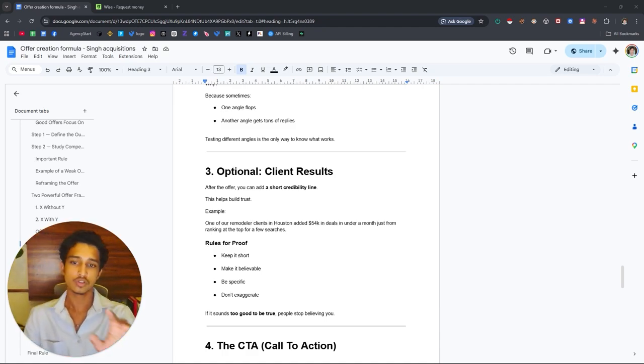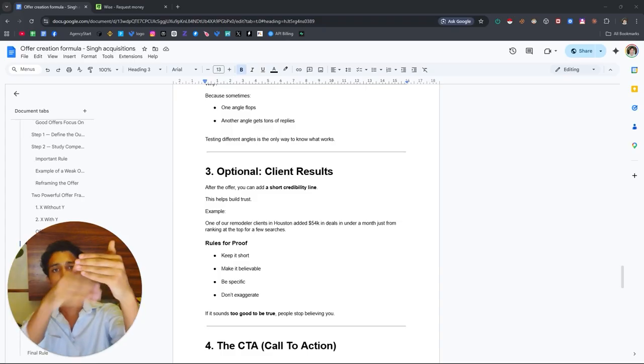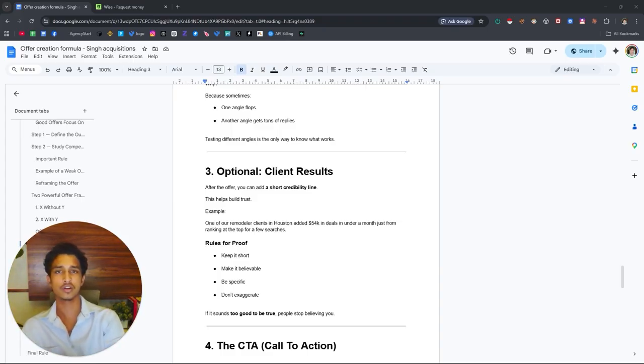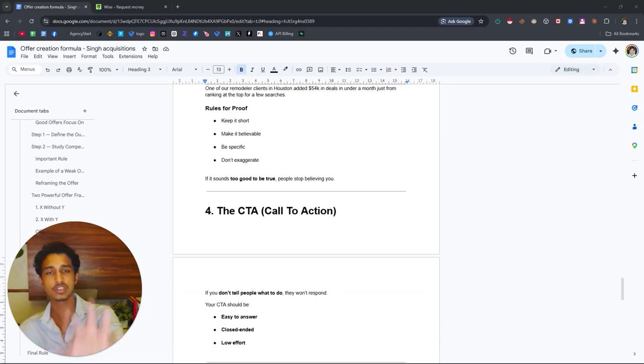Very simple. There is also one more thing that you can use after the hook and the core offer, which is client results. Optional. You can use it, you can't use it, it's not really a problem, right? And then the last thing is CTA. This is very important. Exactly how do you make your call to action? Exactly what do you tell them to do after they have read your entire email?